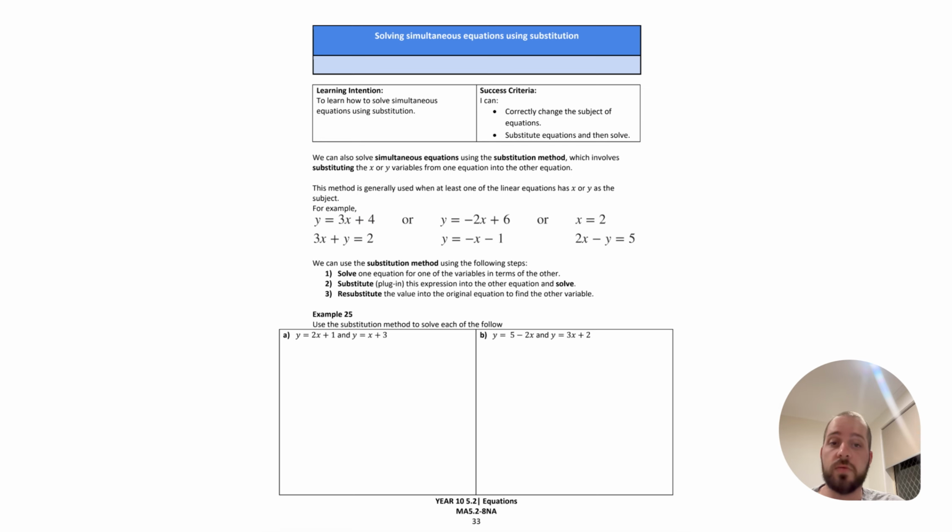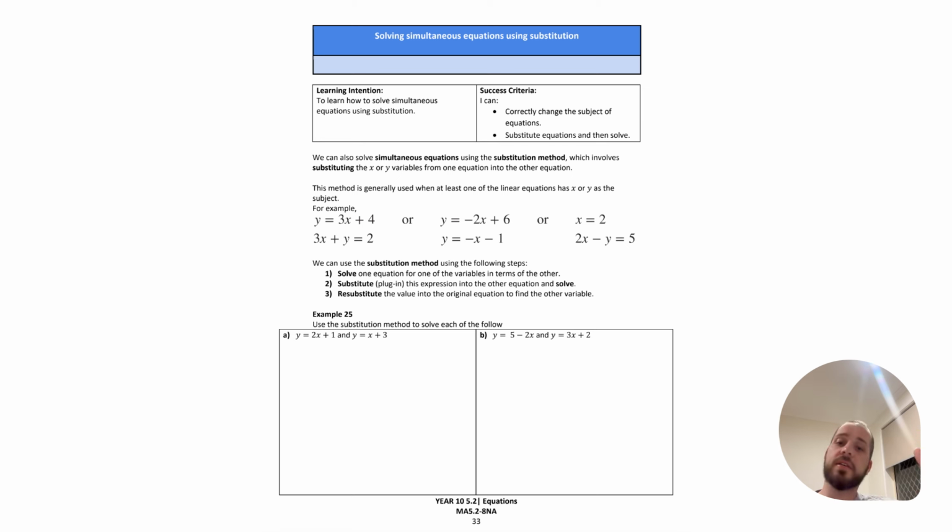This method is generally used when at least one of the linear equations has x or y as the subject. So for example, y equals 3x plus 4 and 3x plus y equals 2. Okay, and then we see the other two examples there. So it has the subjects. We can use the substitution method using the following steps. Solve one equation for one of the variables in terms of the other. Substitute this expression into the other equation and solve, and then resubstitute the value into the original equation to find the other variable. So if we have a look at the examples.